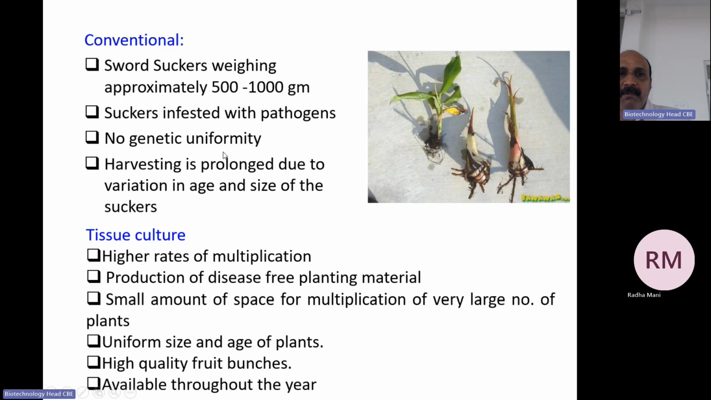Here again the harvesting is prolonged due to the variation in the age and size of the suckers. So the advantage of using tissue culture plants is the higher rate of multiplication of elite clones or plants, and the production of disease-free planting material.